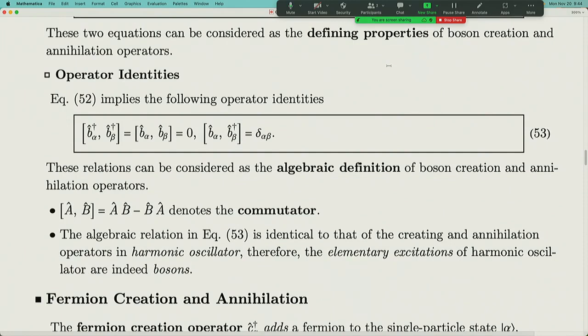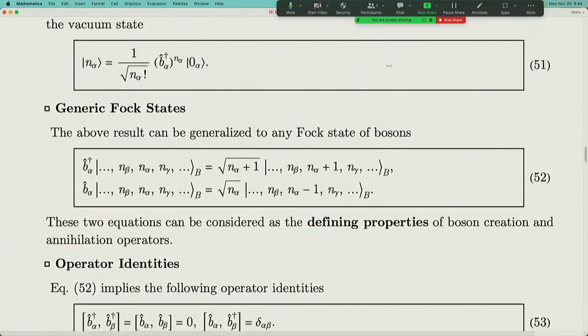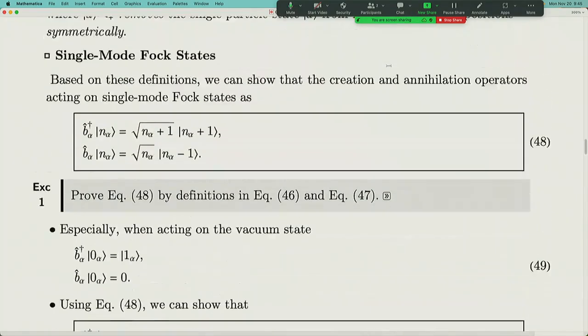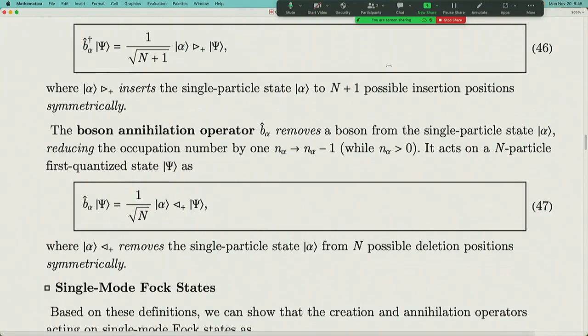So all these algebraic relations, you should treat this as a definition of boson creation and annihilation operators. So there are two definitions. One is the operational definition. The operational definition of creation and annihilation operators is just to define it on the first quantized level, and then how to insert and remove states, right?